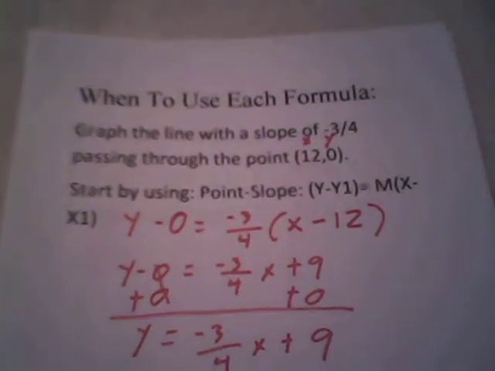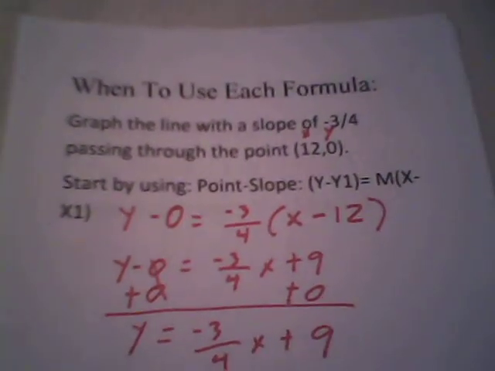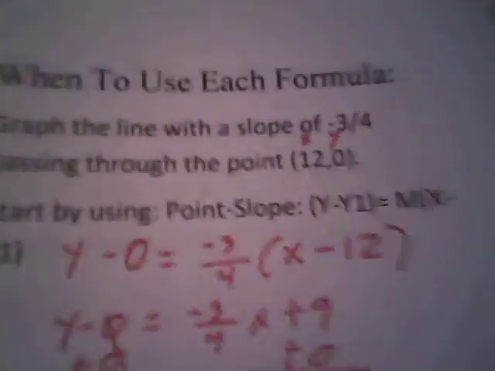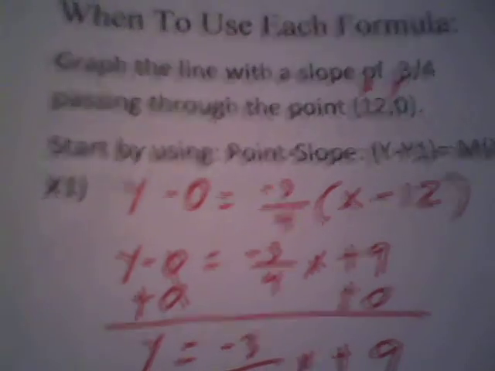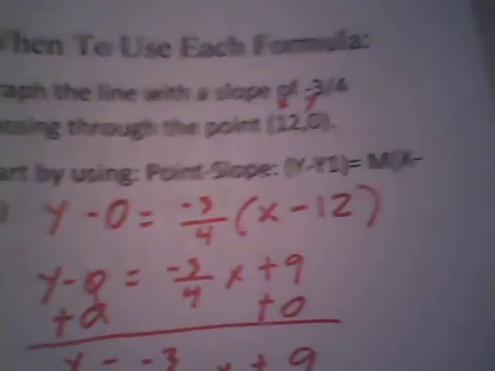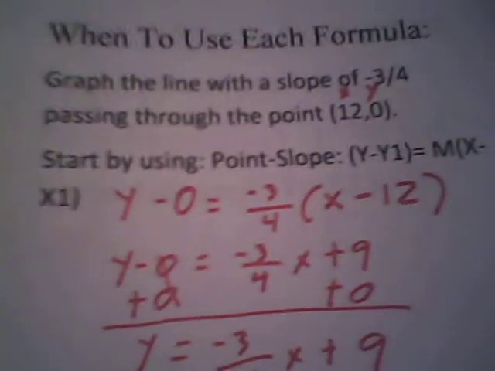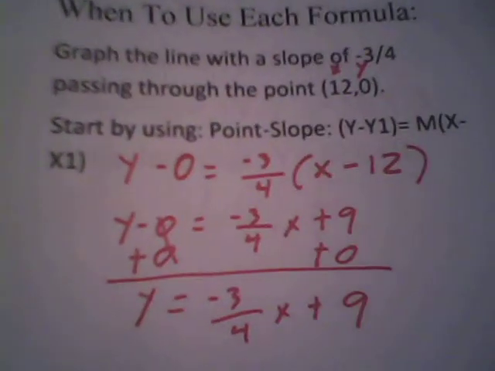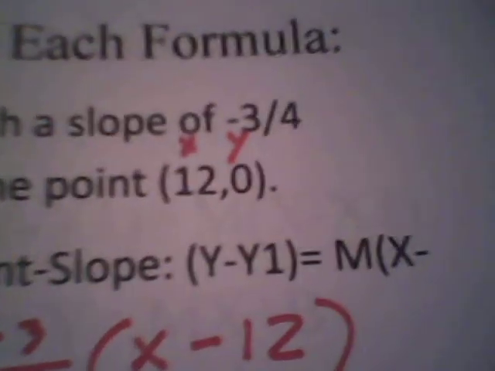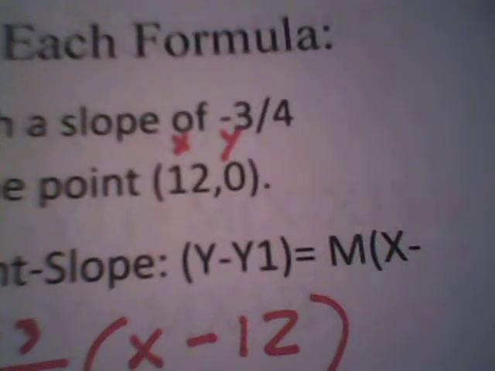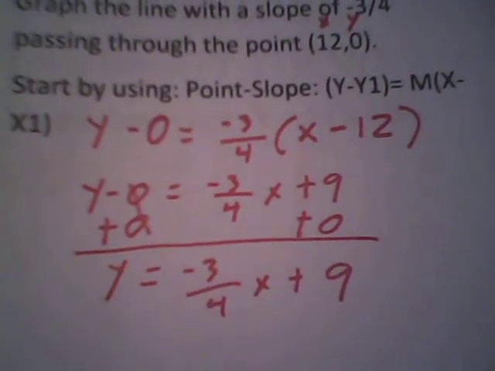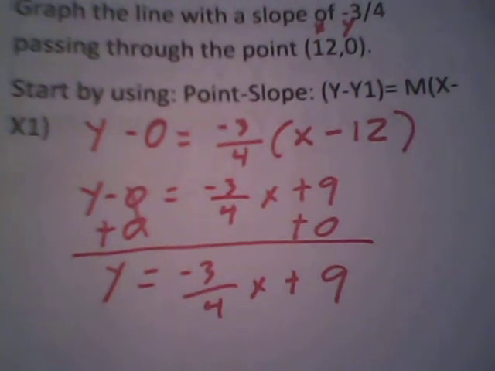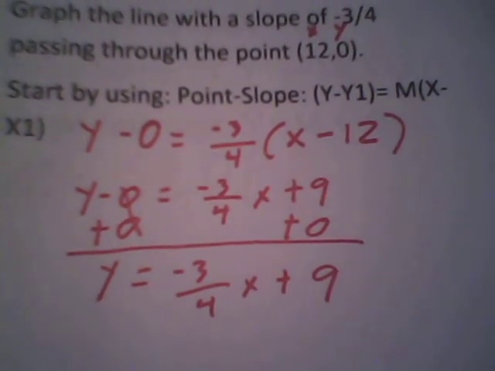Graph the line with a slope of -3/4 passing through the point 12, 0. The first thing that you're going to do then is start by using the point slope form. Remember, point slope is y minus y1 equals m times x minus x1. So we're going to start with y minus, and what was our y1? Up top we had an x and a y, which I labeled. X was 12, y was 0. So y minus 0 equals m. M's the same thing as slope, which we had in the problem of -3/4 times x minus x1.